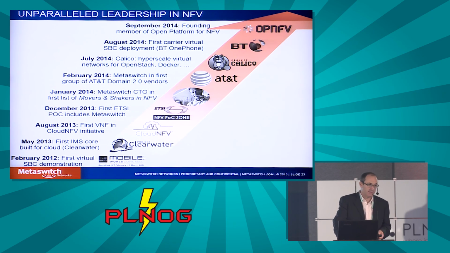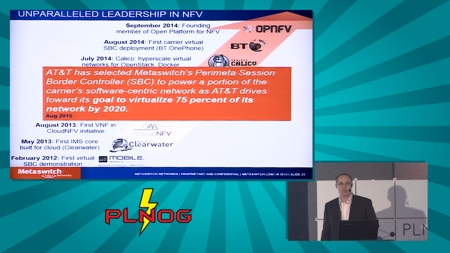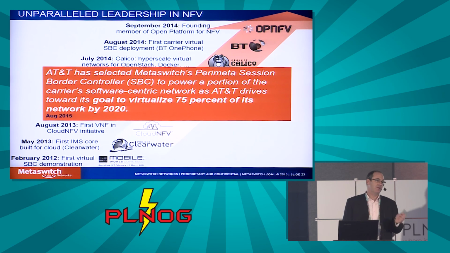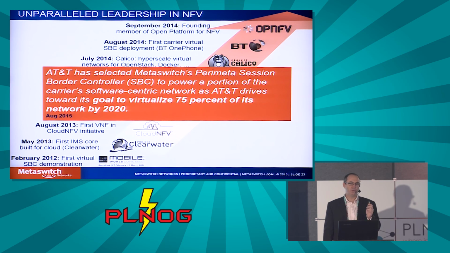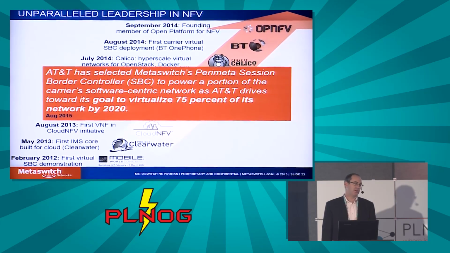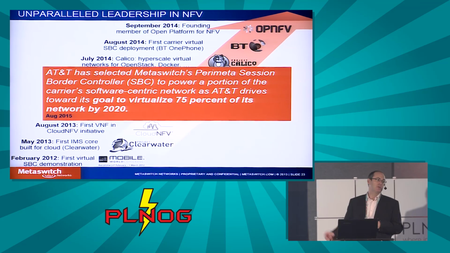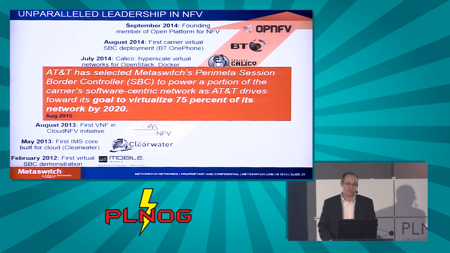And of course, very recently, I don't know if you've seen the press release, AT&T has selected us for SBCs across their entire network. Their goal is to virtualize 75% of their network by 2020. When you have a carrier like AT&T, which has literally hundreds of switches and soft switches from a variety of vendors, and they put out a press release saying they are moving to network function virtualization and are serious about it, with SBCs, the most critical component, being virtualized, it means something.